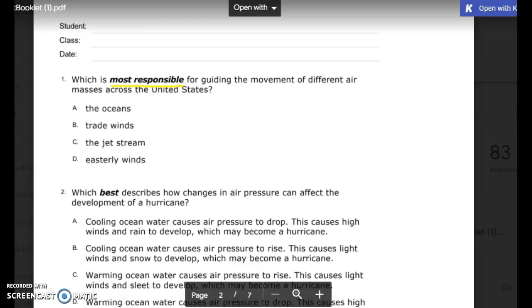I don't like yellow. Let me get a different color. What's most responsible for guiding the movement of different air masses across the United States? Immediately, my gut says I want prevailing westerlies. Oceans, trade winds, jet stream, easterly winds. No prevailing westerlies. So there has to be another answer that is good.